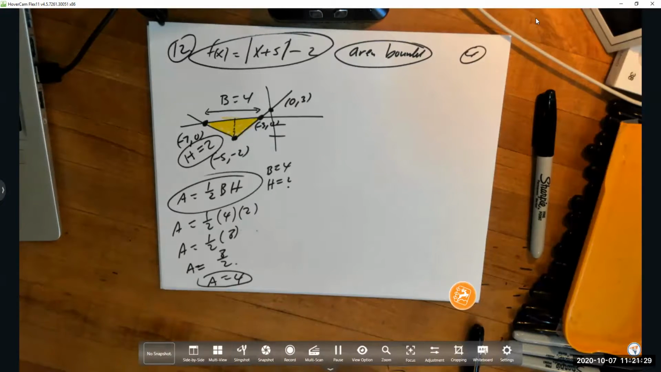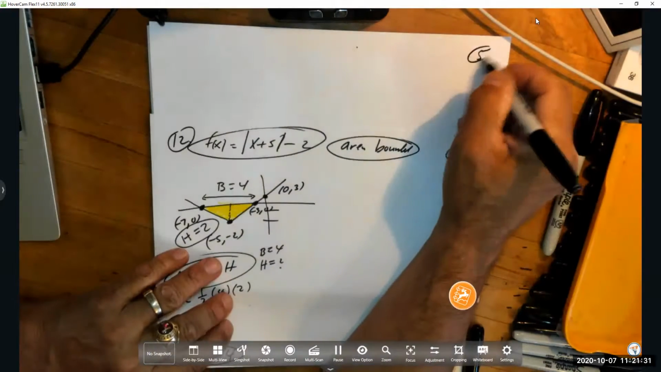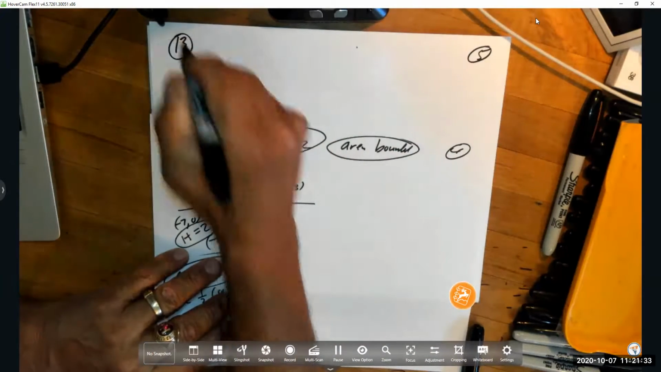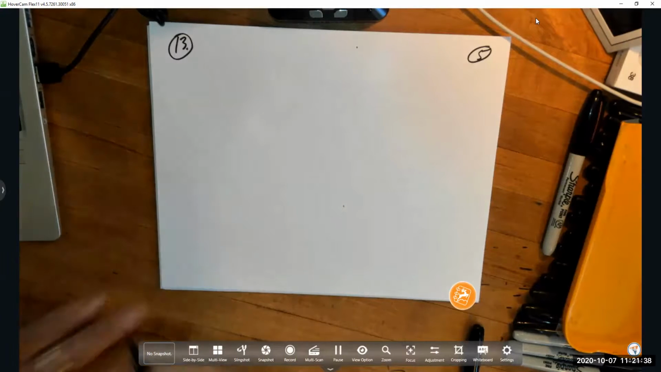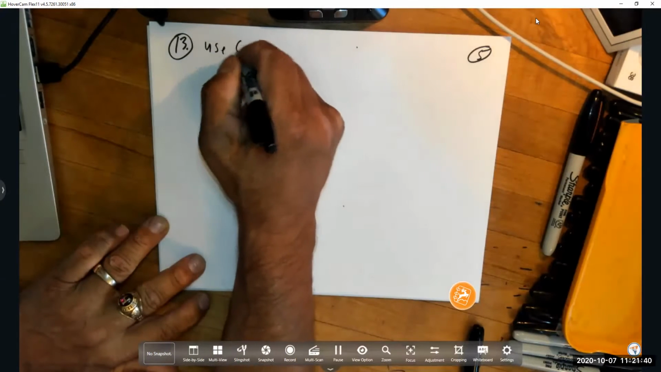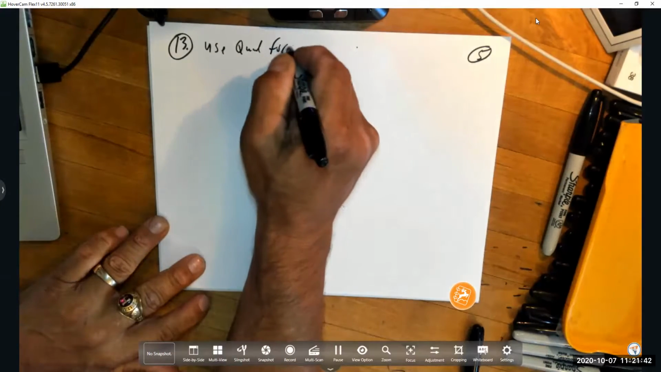Number 13, let's go to number 13. It says use the quadratic formula, okay? Use a quadratic formula.